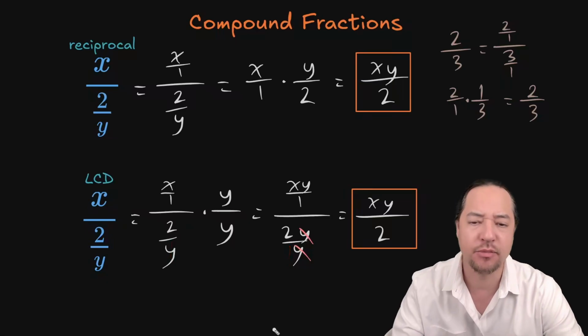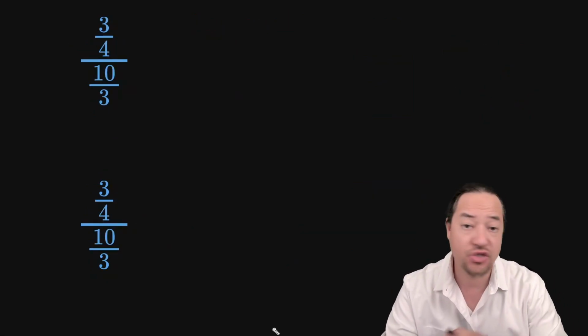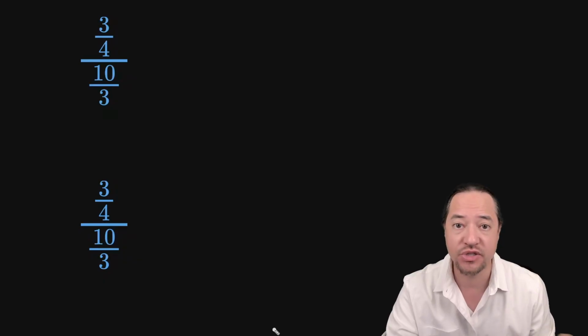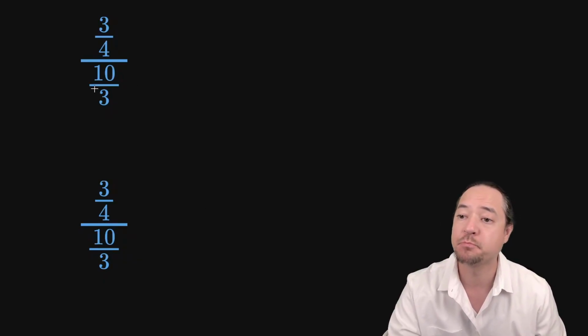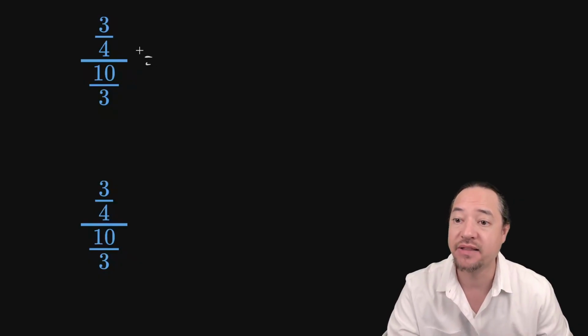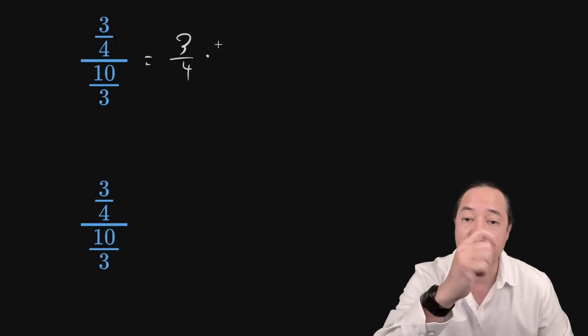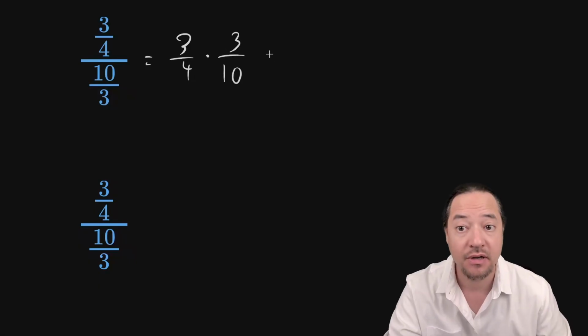Let's try another example just to get the hang of this. All right, so here's just straight up compound fractions with just some numbers in them, right? Okay, so let's use the reciprocal method first. So I'm going to take this and transform it into multiplication. I'm going to say this is equal to 3/4 multiplied by the reciprocal of the denominator. So that'll be a 3/10.